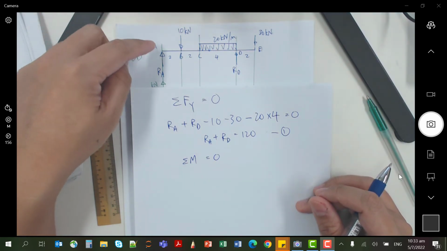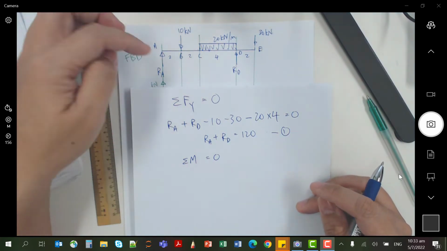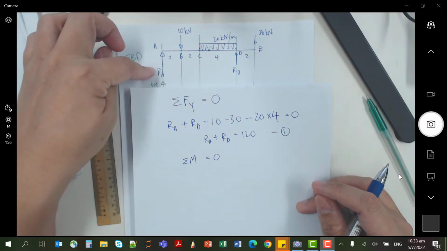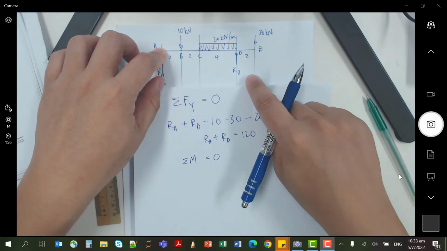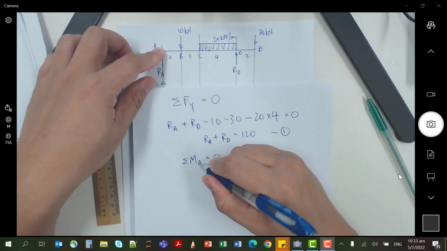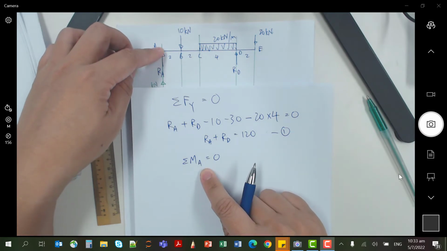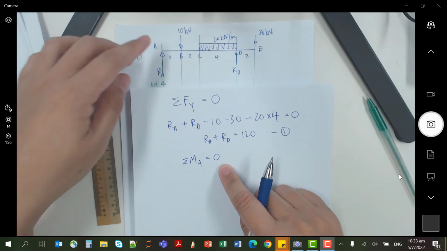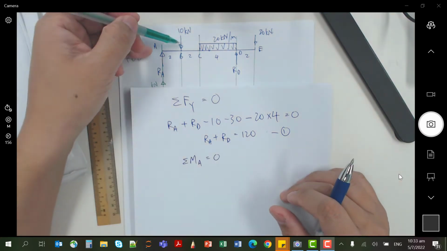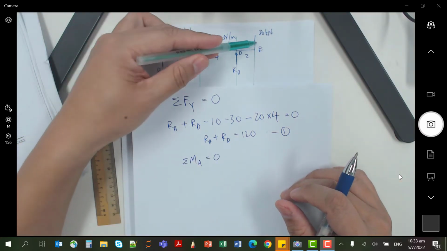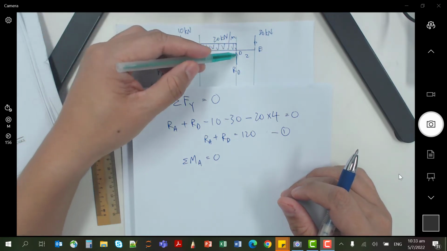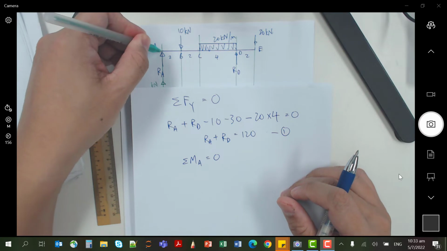Okay, so for convenience sake, because if I take moment about A, the moment caused by reaction A will not be there, so I can directly solve for D. Okay, so I can take moment about A equals to 0. And what happens to this now? We look at every force, and then we ask what are the moments caused by these forces about the point A.